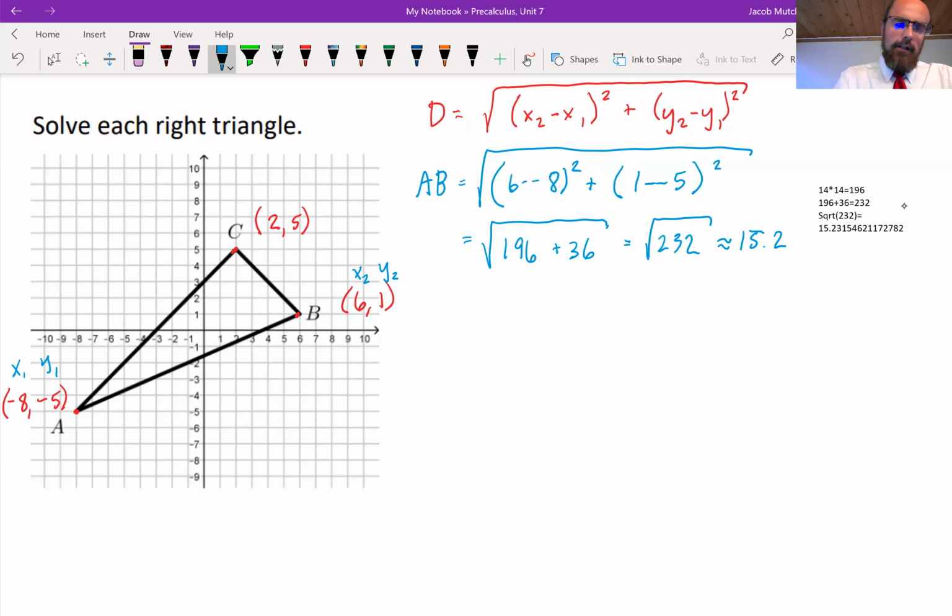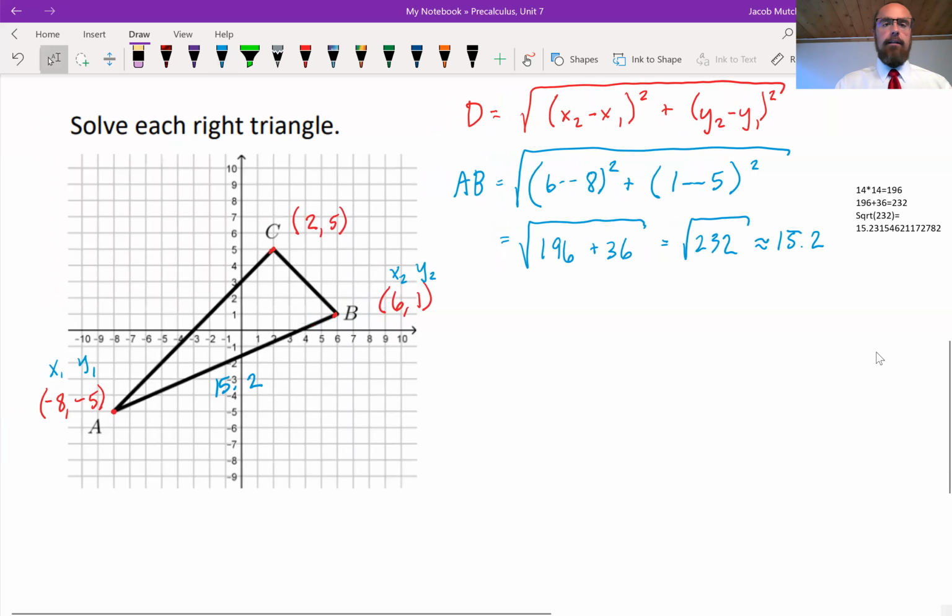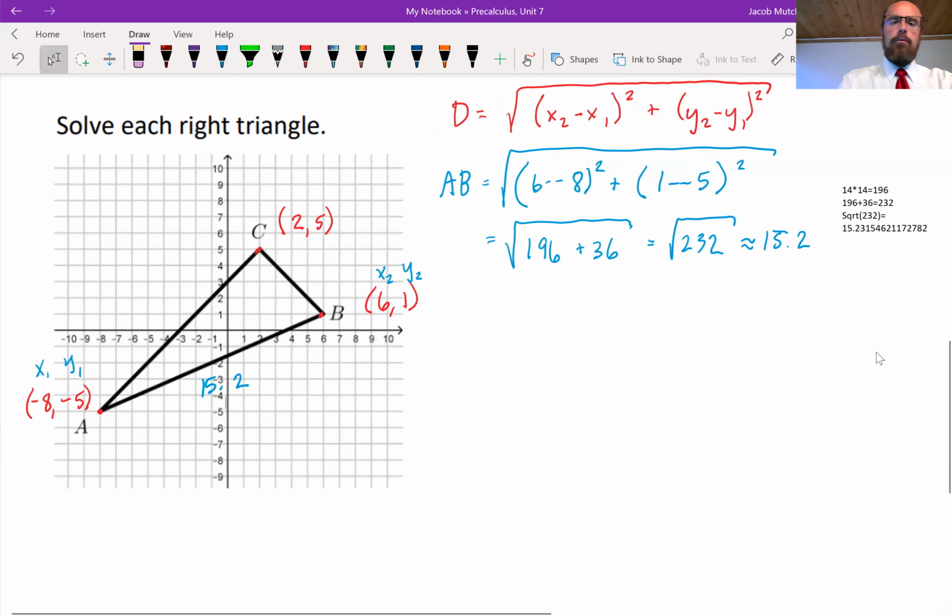And that finalizes the calculation here of side AB, 15.2. Let's do some similar calculations then for side BC. So we'll pick up side BC, and I need to label its coordinates. So if I've called B x2, y2, C, I'll call x1, y1.